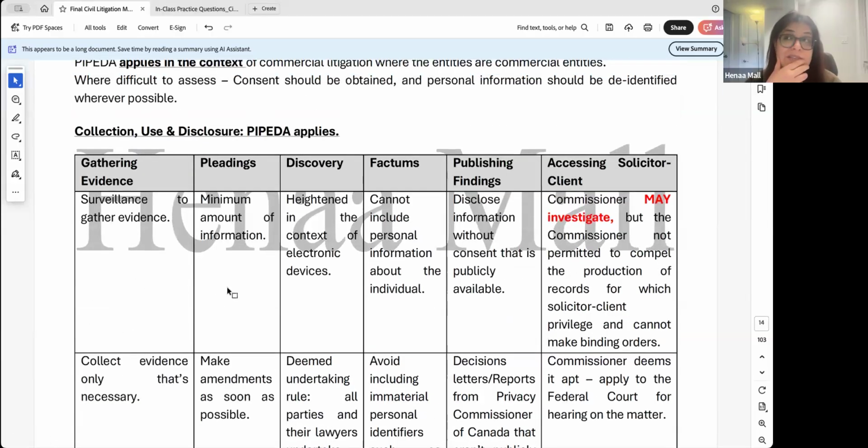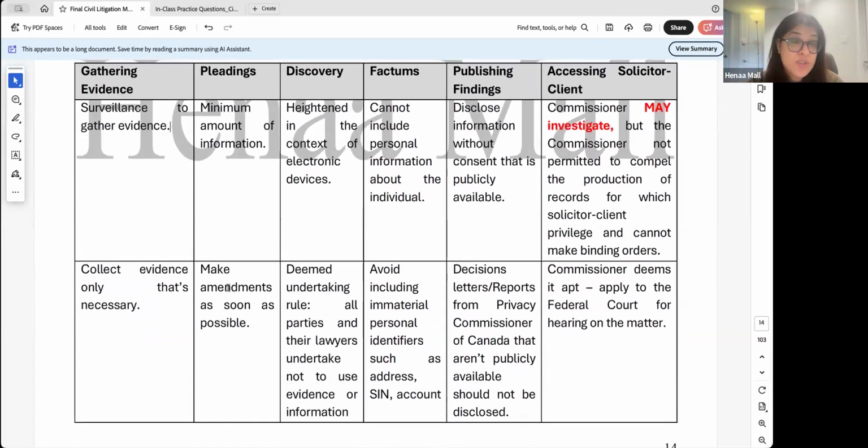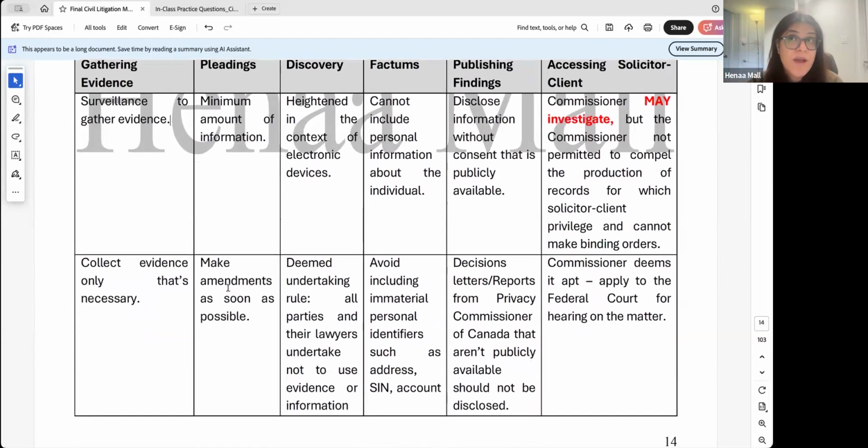When it comes to pleadings, again, you have to disclose the minimum amount of information. You're not really going to disclose their social insurance number. You're not going to disclose their personal bank details. Other things: make amendments as soon as possible if you think you have disclosed more information than necessary.